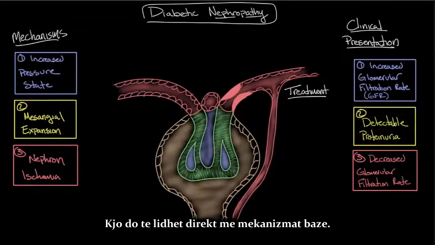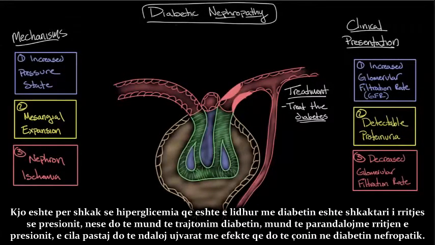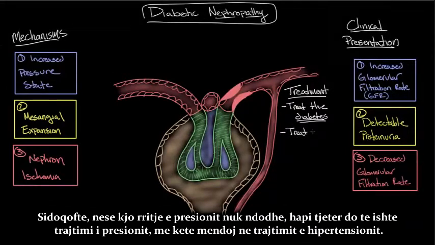And this is once again going to be directly correlated to the underlying mechanisms. So, the most important thing in diabetic nephropathy is to treat the underlying diabetes. And this is because the hyperglycemia associated with diabetes is the cause of this increased pressure state. So if you can treat the diabetes, you can prevent the increased pressure state, which will then prevent the cascade of effects leading to diabetic nephropathy. However, if this increased pressure state does start to occur, the next step is to treat the pressure. And what I mean by that is treat the hypertension.